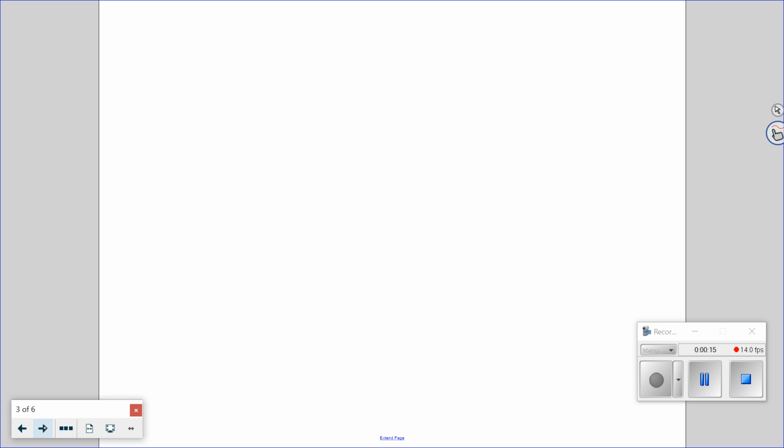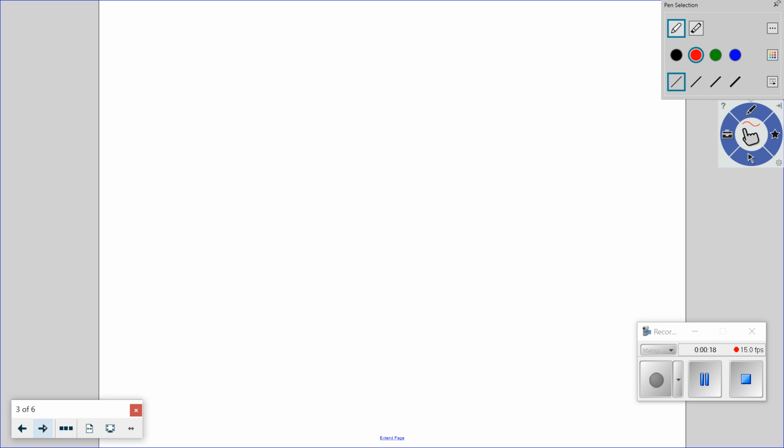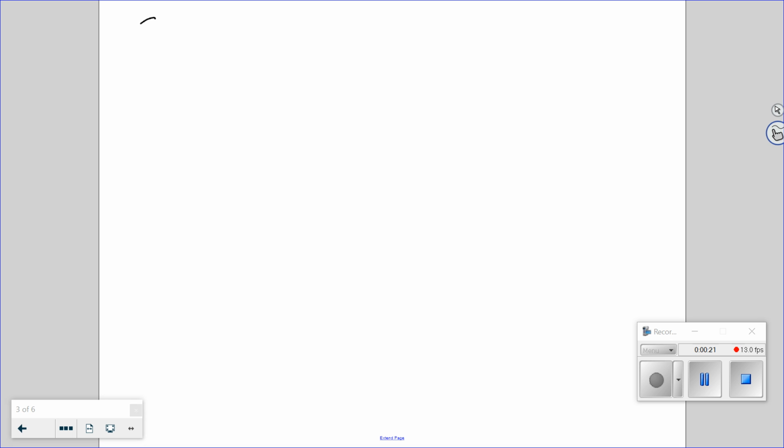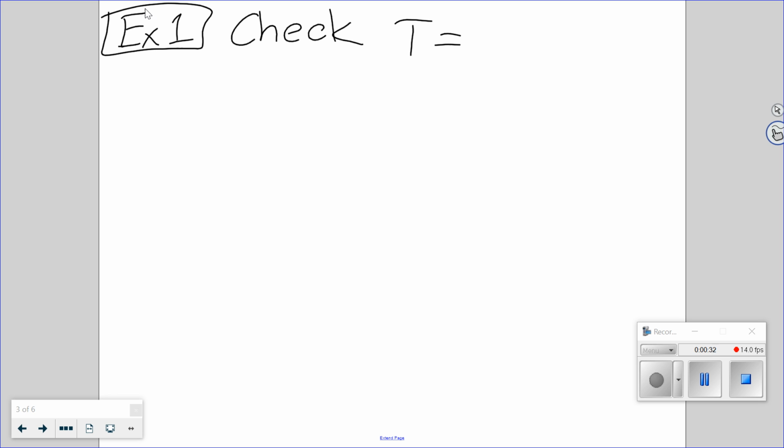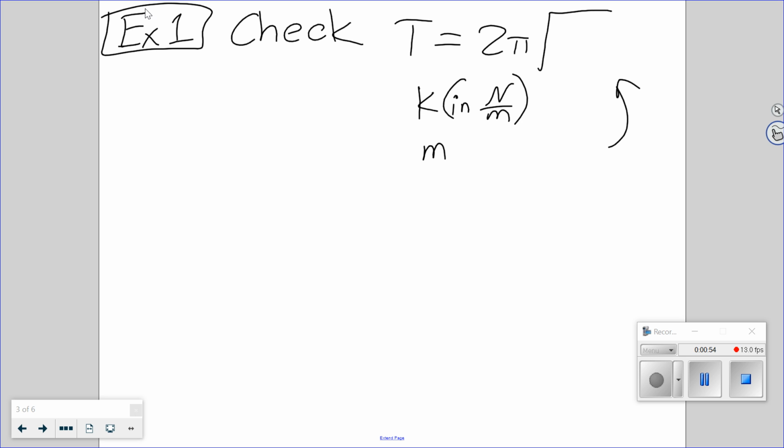So now we're just going to do an example where we check, in fact, the most mysterious thing. We'll call it example 1. For chapter 16, we're just going to check that the time for an oscillation really is 2 pi square root. So I actually know what goes in there. The units for k are newtons per meter, per meter stretched. And my units of mass are kilograms, of course.